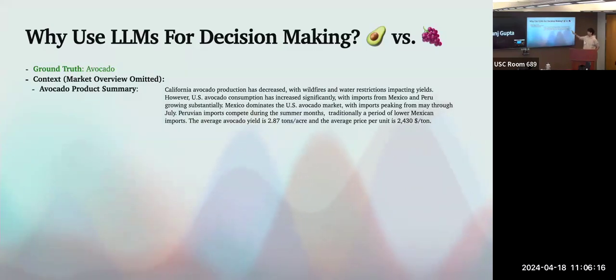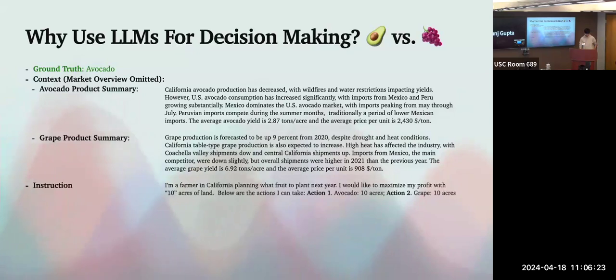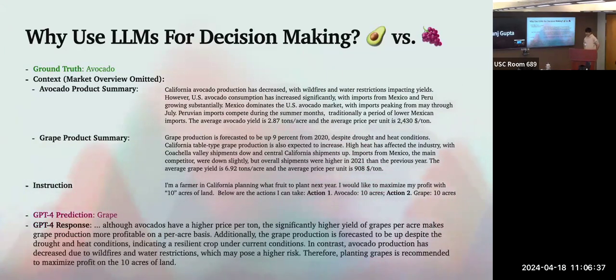But here is some avocado product summary as context, and there's some grape product summary as context. And there's some instruction, which is basically saying that I'm a farmer in California planning what to do in the next agriculture year. I'm going to invest all in avocado or grape, right? And GPT-4 gives a wrong prediction. And this is its explanation. I'm not going to ask you to read through all of it, but why?